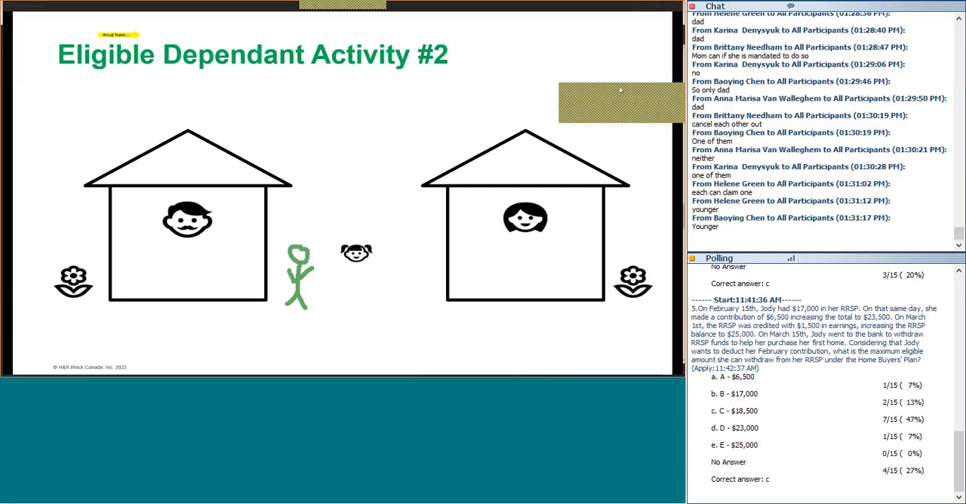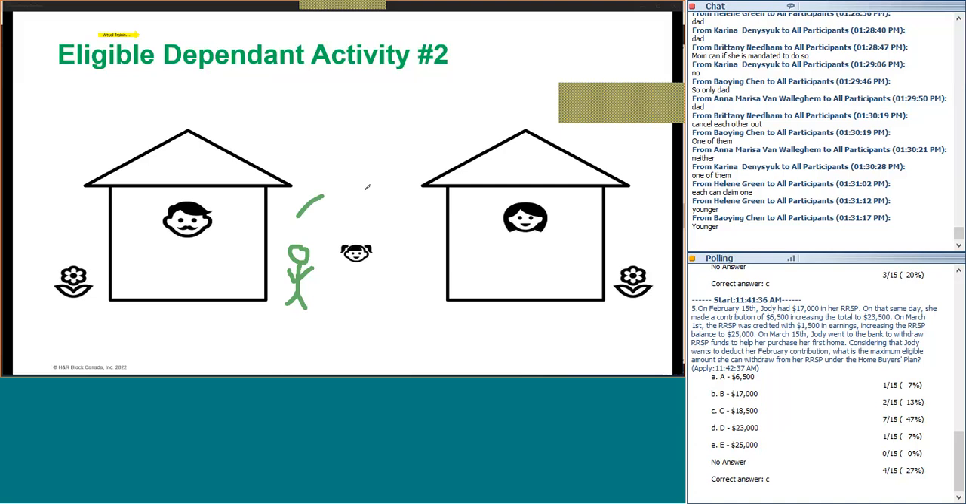They have to agree who is going to claim who. They don't have to claim the same person every year, but usually we don't mess around with it. So if we have the choice and you've decided that one person gets one child, the other person gets the other, it's easier to leave it alone unless there's a reason why they need to change it. But remember, you make the eligible dependent claim every single year.